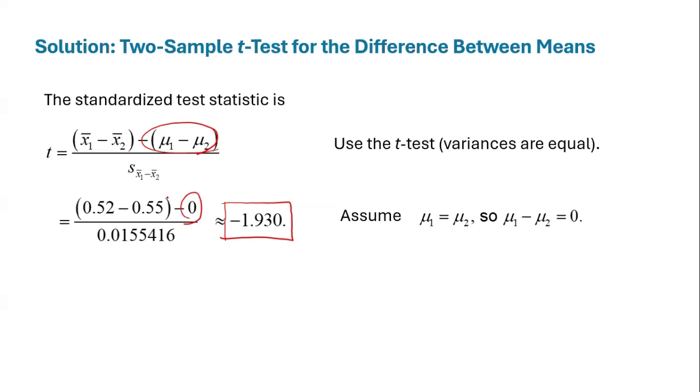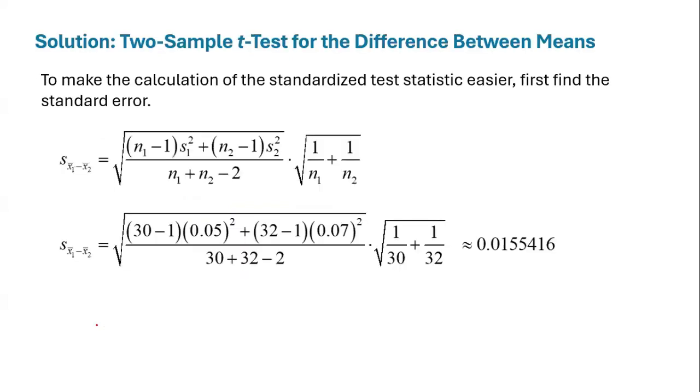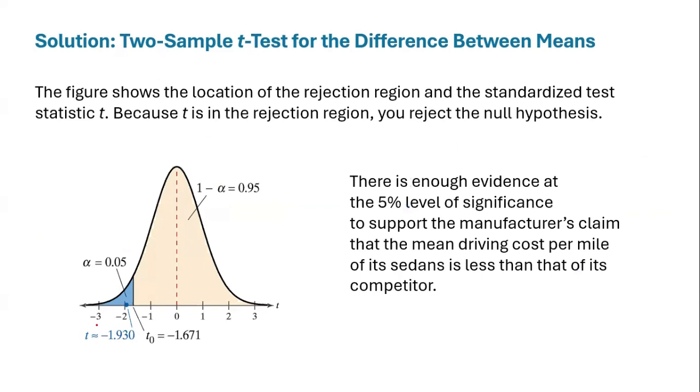After finding the answer, we need to check if it's in the rejection region or not. For the rejection region, we said negative 1.671, and any number that is less than this number is in the rejection region. The answer is negative 1.93, and that is inside the rejection region, because negative 1.9 is less than negative 1.6. So this number is in the rejection region. If it's in the rejection region, you need to reject the null hypothesis.